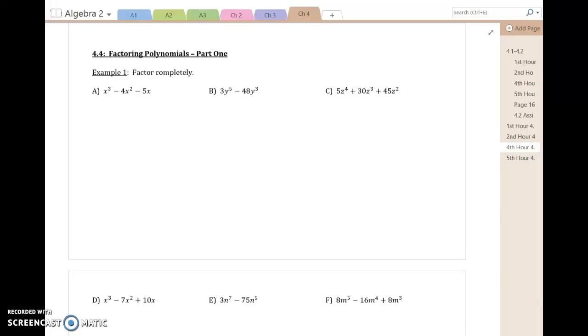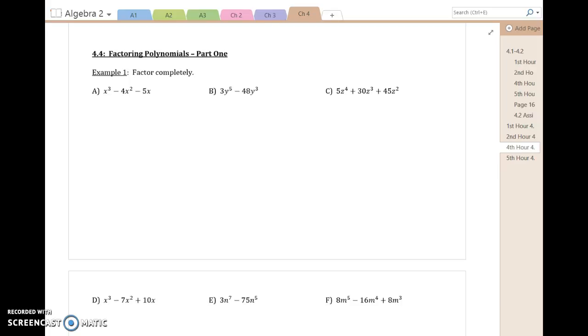When it says that you need to factor completely, that typically means there's going to be more than one step involved. It doesn't mean that it's more difficult, it just means there's a couple different factoring techniques that you might have to employ. So in example 1a, x to the third minus 4x squared minus 5x.